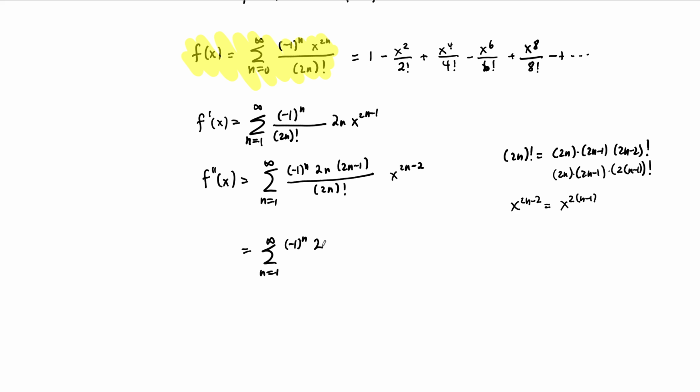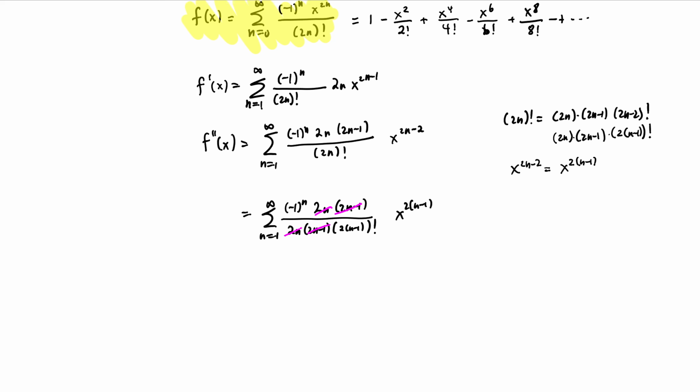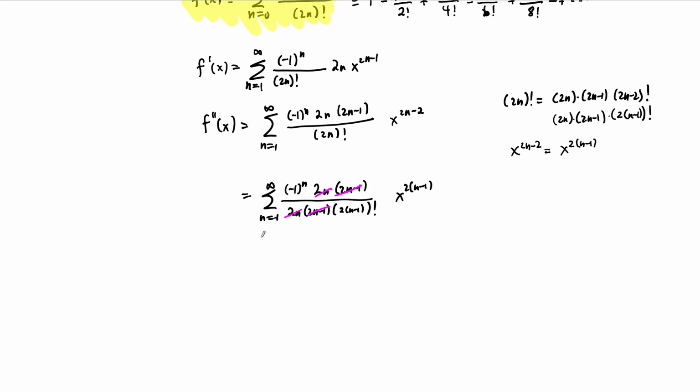2n, I'll write it out in a couple steps. This is x to the 2 times n minus 1, with 2 times n minus 1 factorial. And we see cancel, cancel, cancel, cancel, right? At this point, we can make a shift of our index. So let's write out the first few terms.